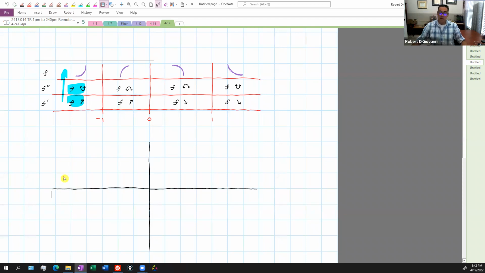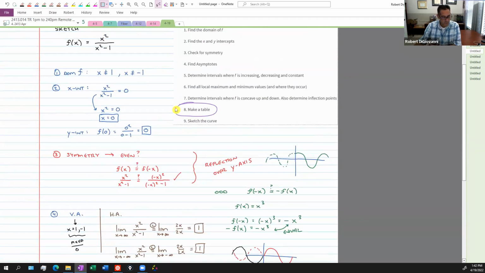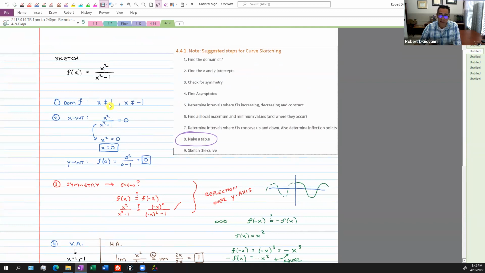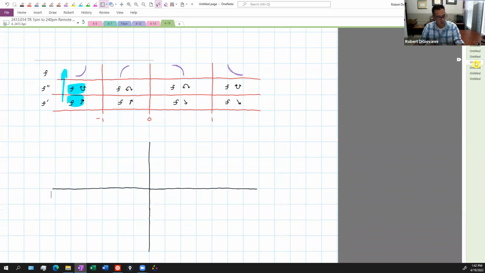Okay, let's go back to the very beginning of the problem. We have a domain problem, right? -1 and 1. We have an x-intercept of 0 and a y-intercept of 0. I'm going to put that x and y-intercept on my graph now. So I'm going to draw my graph in green. That point lives on my graph, right? That point lives on my graph.